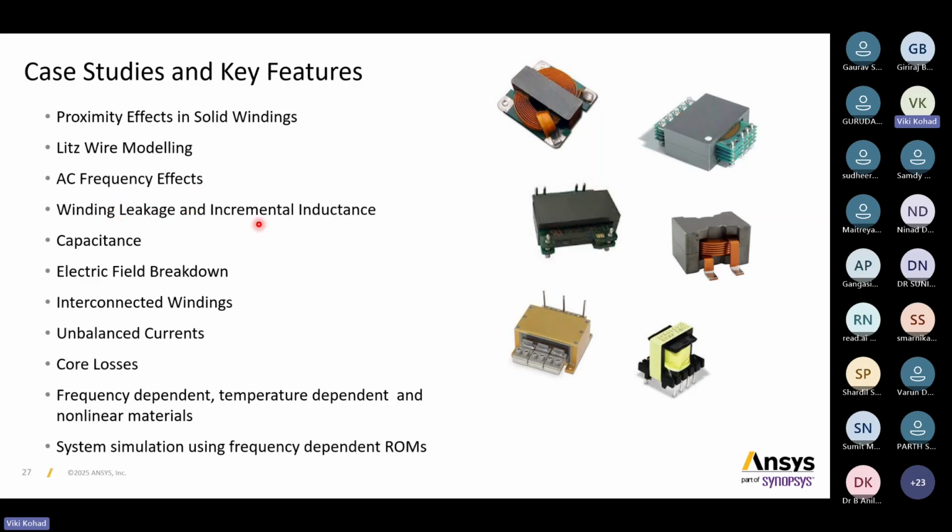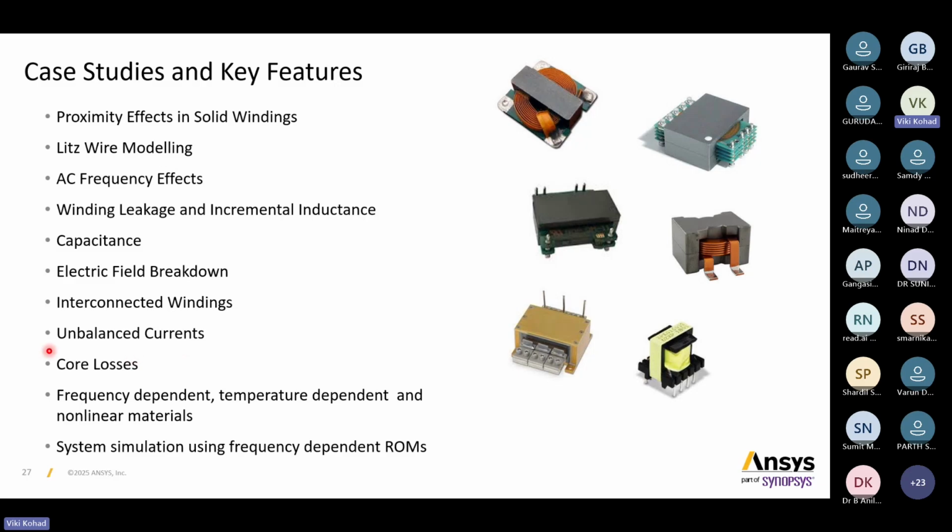Then the winding leakage and incremental inductance: you can find out the leakage inductance. Then the capacitance, if you are using the electrostatic solver. Then the electric field breakdown you can also simulate. Then the interconnected windings, and how the unbalanced currents are there: you can plot the currents and find out how much current is at one limb, and if your power transformer is there, how much current is at the other limb, and find out if there is any unbalance or not.